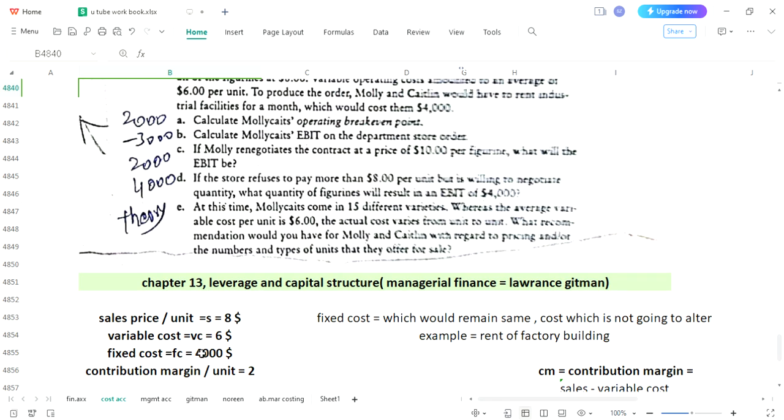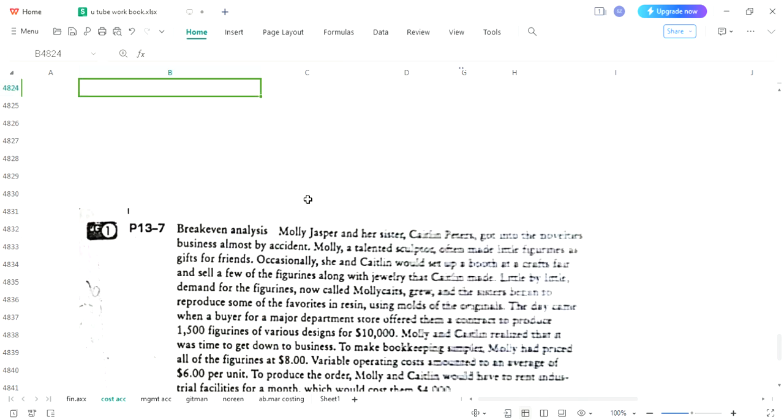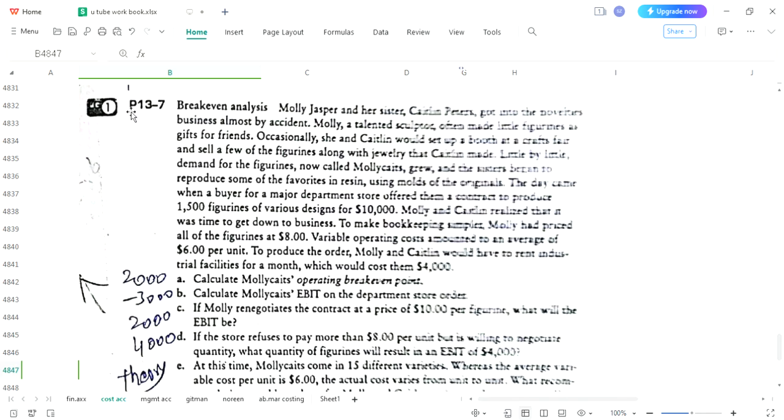All answers were reviewed. E part was having just theory and we have mentioned it to do or not to do, as it was asked in the question to suggest. So we are saying not to sell, or to sell, or about the selling price that was mentioned at E. Don't sell 1500 units for $10,000. Fix sale price at least 10, with which you will earn profit. And from the last part we have seen to sell a large number of units with which you can get your earning. These three conclusions we have made theoretically. So this was your 13.7.